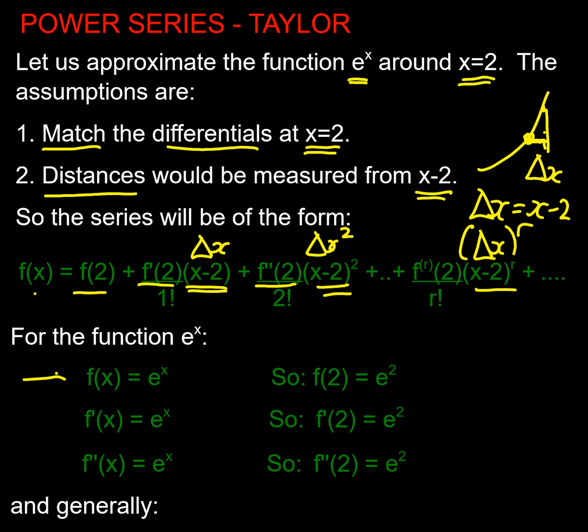So here, as f of x equals e to the x, when x equals 2, then f of 2 is e to the 2. So the first differential, the gradient, is just going to be the same, isn't it? The differential of e to the x is e to the x. So the gradient, the first differential at 2, is e to the 2. The second differential is also e to the x, so that's e to the 2.